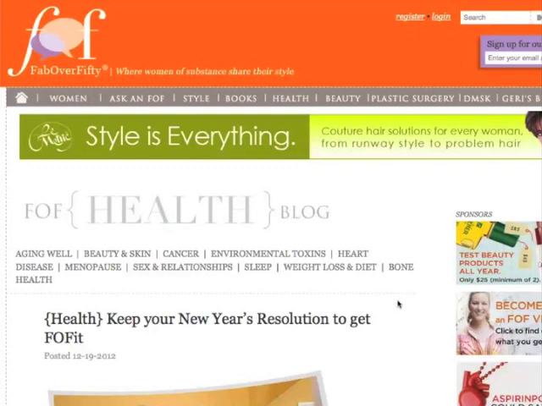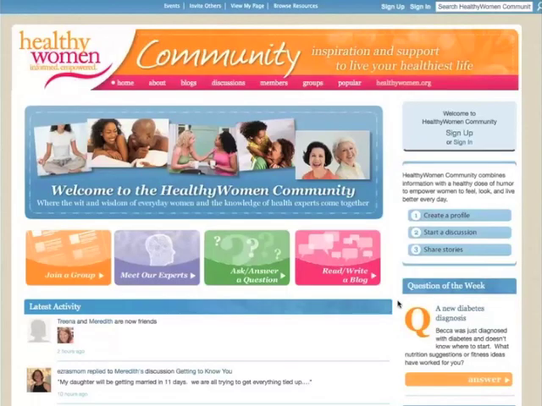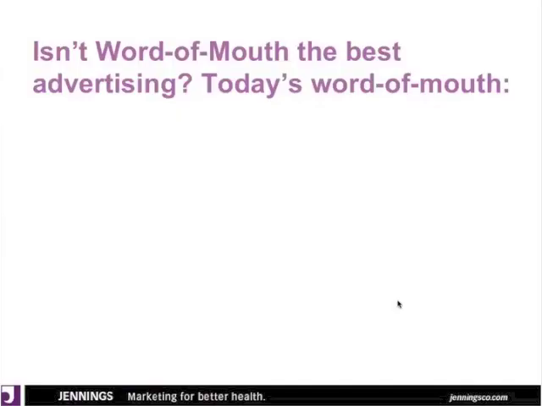Fab over 50, lots of over 50 groups. It's amazing how many of these over 50 groups for women are out there. It's a huge market, that's probably why. Healthy Women, Informed and Empowered. And all of these, you can join groups, you can create a profile, you can become part of it, you can write blog posts.